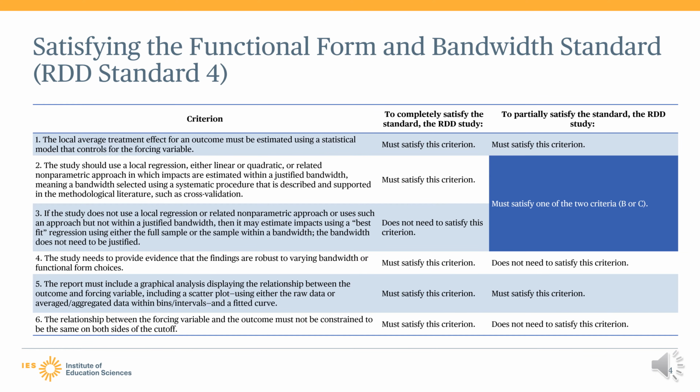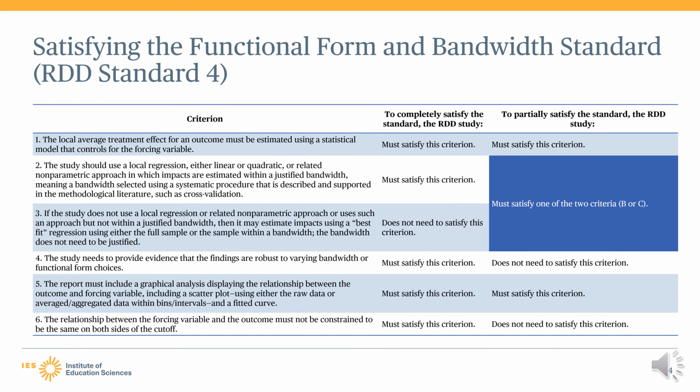First, the study could satisfy criterion D if the sign and significance of impact estimates is the same, using a total of at least 2 different goodness of fit measures to select functional form. For example, this criterion would be satisfied if the impact corresponding to the functional form selected using the AIC goodness of fit measure is the same sign and significance of an impact corresponding to the functional form selected using R squared.